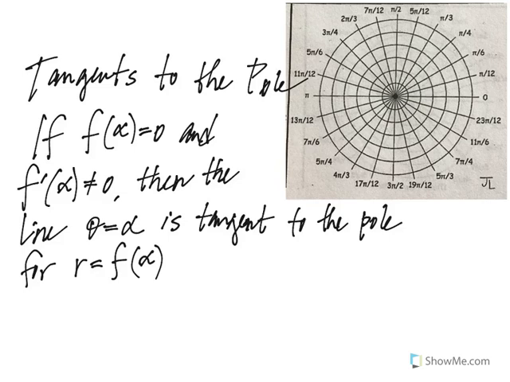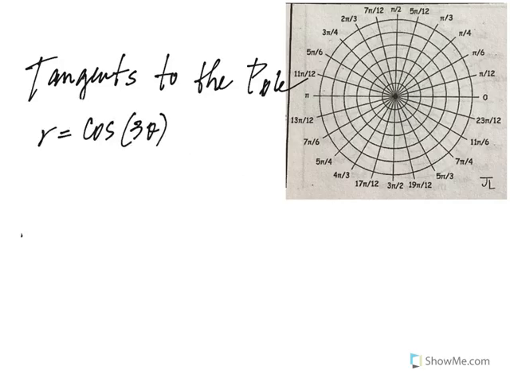I'm going to walk you through this and show you where this comes from and show you how to apply it. But before I do that, I need to spend a little time talking about what f prime of alpha is, how that differs from dy dx, that is rectangular slope. So let's talk about that first, and then I'll get back to actually working problems which involve finding tangents to the pole. So why don't we make this the warm-up?